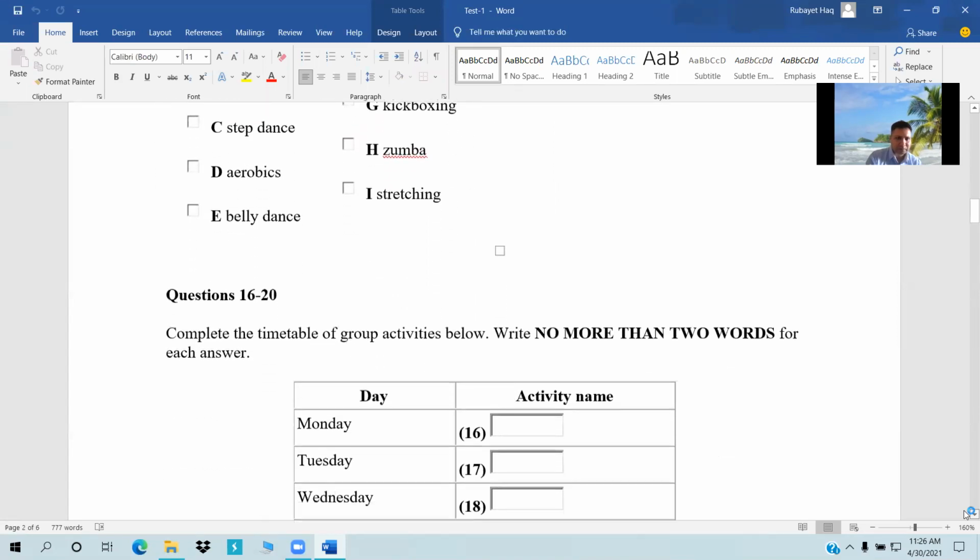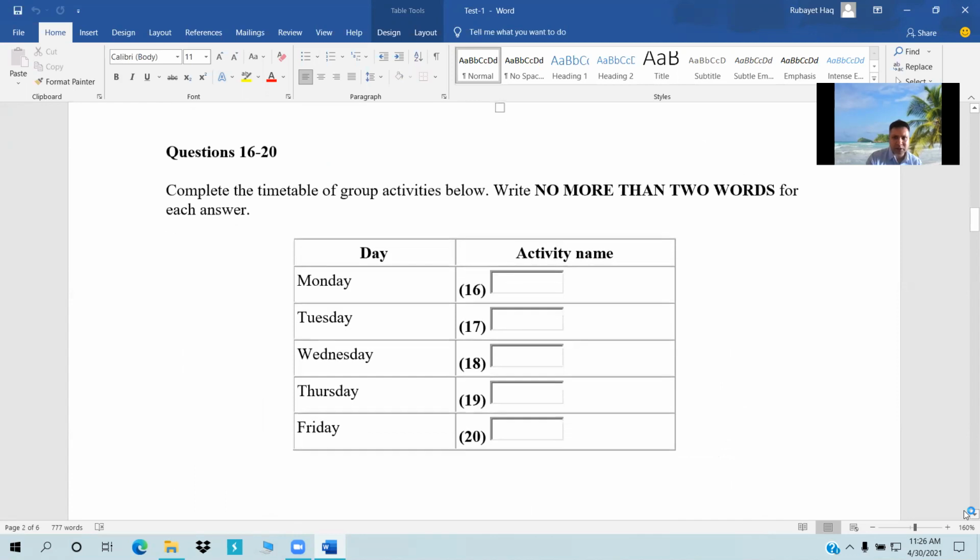For 16 to 20, again, no more than 2 words, as you can see in the instruction. Days are given over here on the left side: Monday, Tuesday, Wednesday, Thursday, Friday. You have to find out the activity name, and put the activity in the gap. Before that, you have to read according to the day, which activity is given. You have to find those activity names according to the day, and put them in the gap.